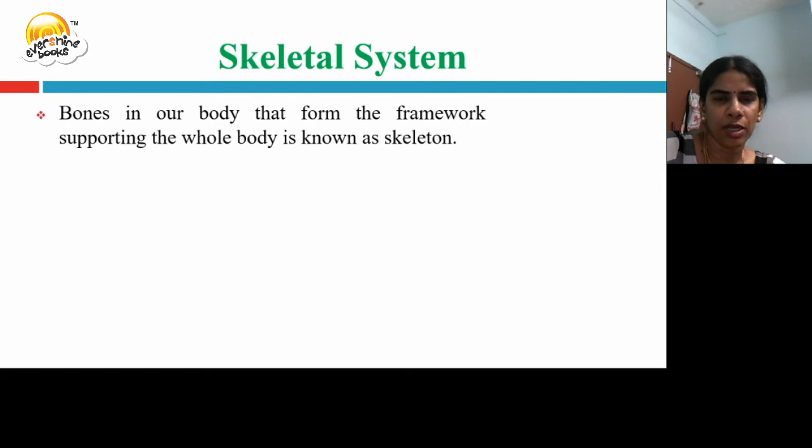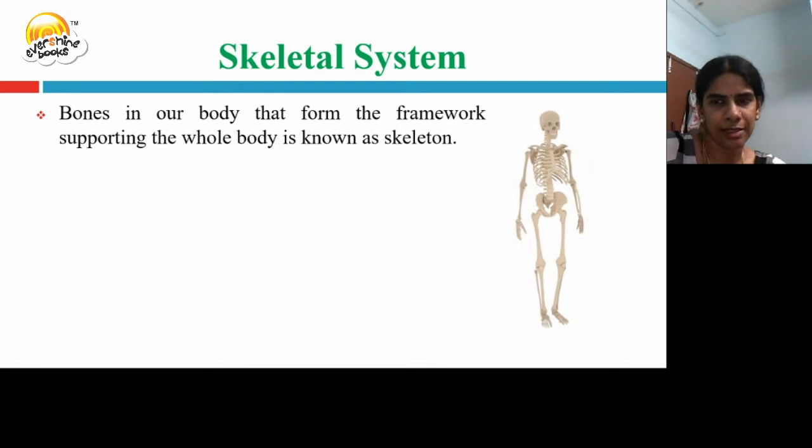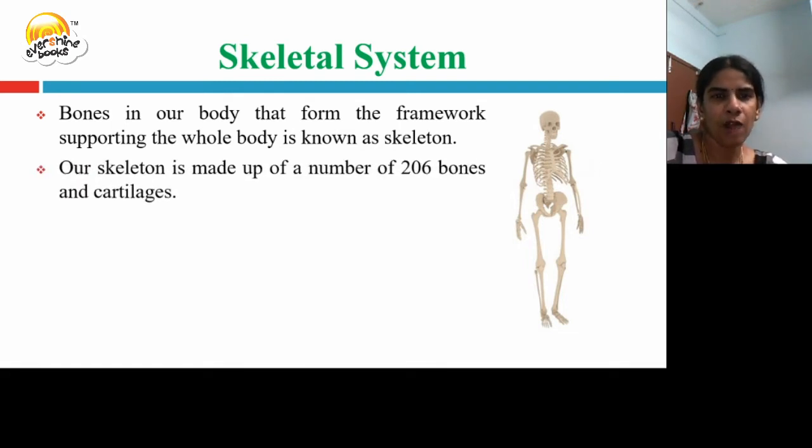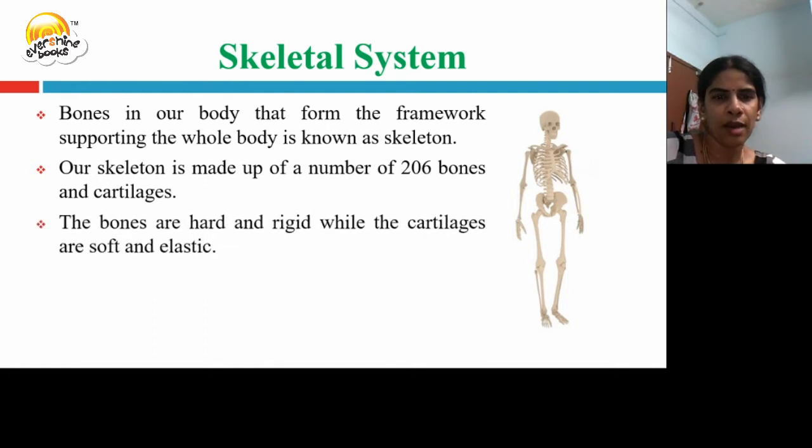Bones in our body form the framework supporting the whole body, known as the skeleton. It forms a framework of the body. Our skeleton is made up of 206 bones and cartilages. The bones are hard and rigid, but the cartilages are soft and elastic.